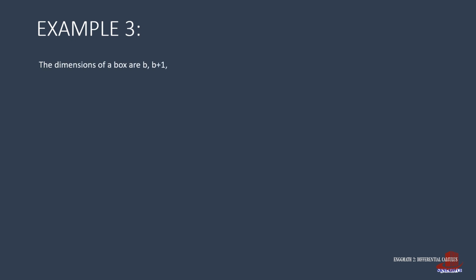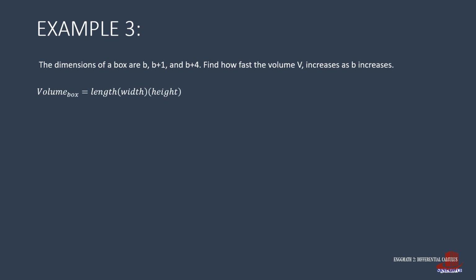The next application is for the volume of a rectangular prism of dimensions b, b plus 1, and b plus 4. The volume of a box is the product of its length, width, and the height. So V is taken as b times b plus 1 times b plus 4, which can be simplified as we eliminate parentheses into V is equal to b cubed plus 5b squared plus 4b.